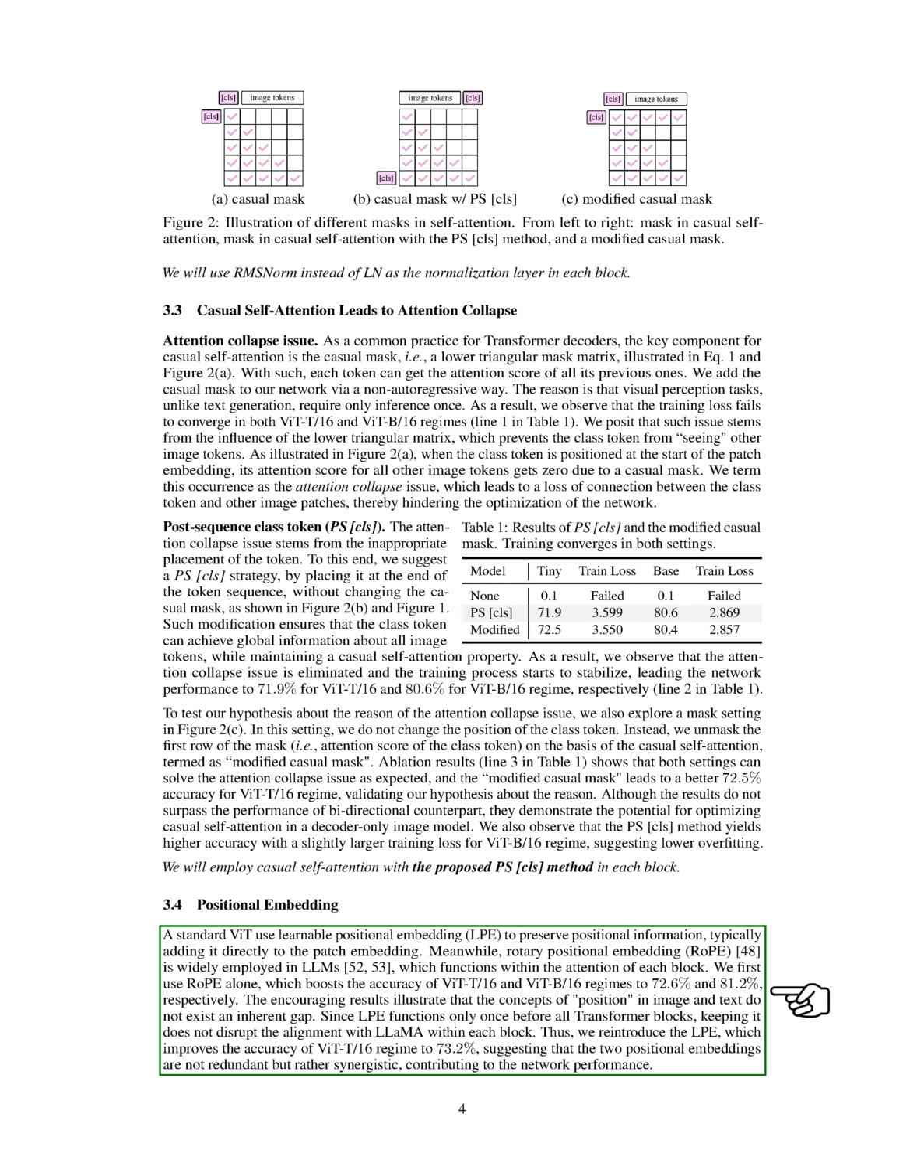These results suggest that the concept of position in images and text is not fundamentally different. Since LPE only functions once before all transformer blocks, retaining it does not disrupt alignment with LLaMA within each block. Therefore, we reintroduced LPE, boosting the accuracy of the ViT-T16 model to 73.2%. This indicates that the two positional embeddings, LPE and RoPE, work together synergistically to enhance network performance. We decided to use both LPE and RoPE for positional embedding. After examining each block component, we finalized the architecture named iLLaMA.